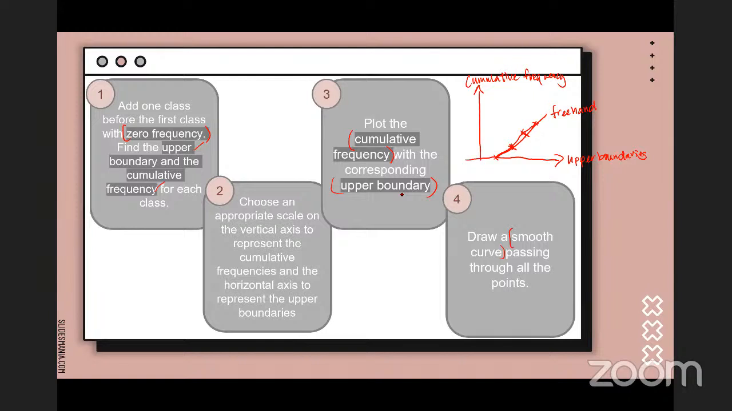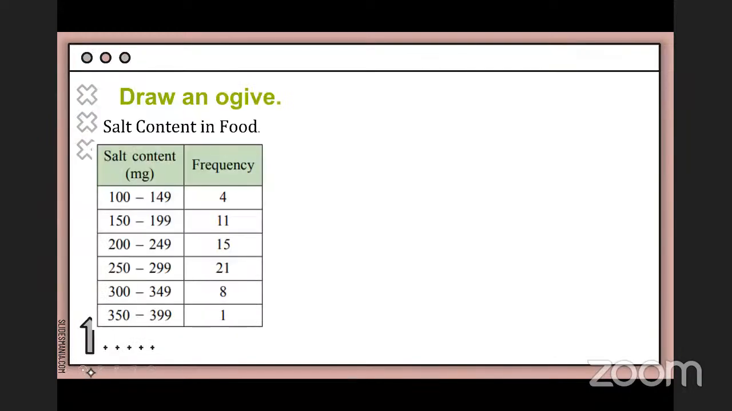And what more is missing? You can see on the first point here, we need to add one class before the first class with a 0 frequency. So this is missing. We have to add one more class into it with a frequency of 0. So what will the class be like? It is from what number to what number? Can anyone type in the chat box? The class should be following this sequence. So what will the class be?